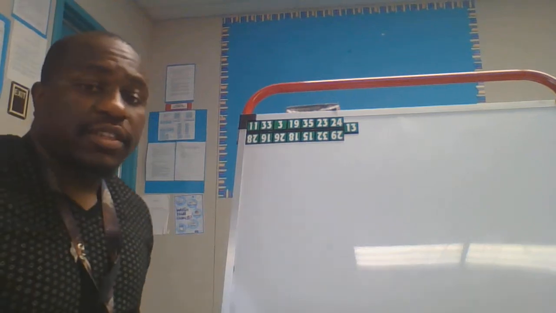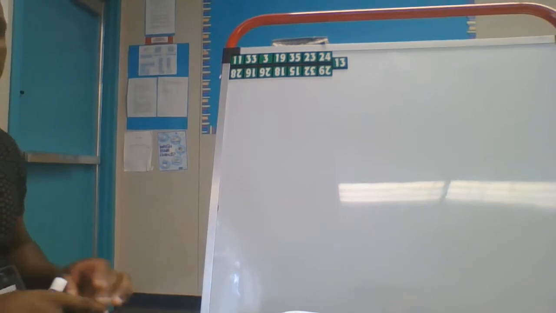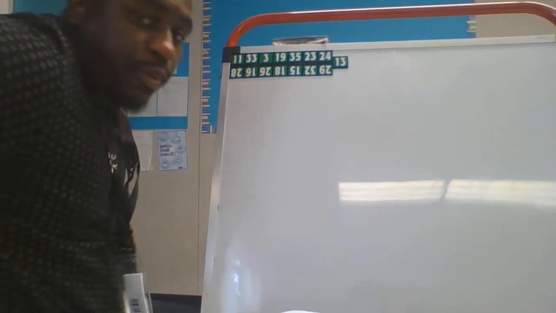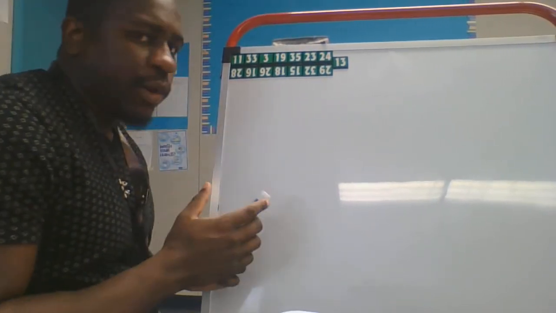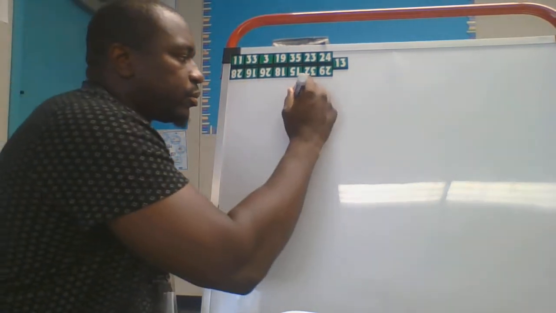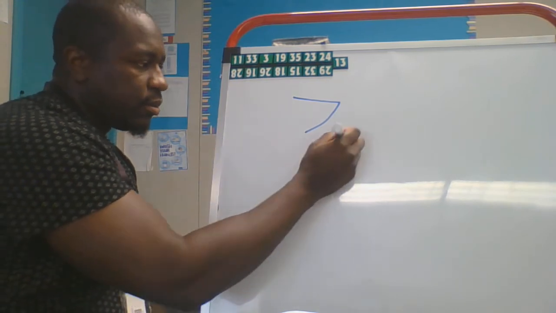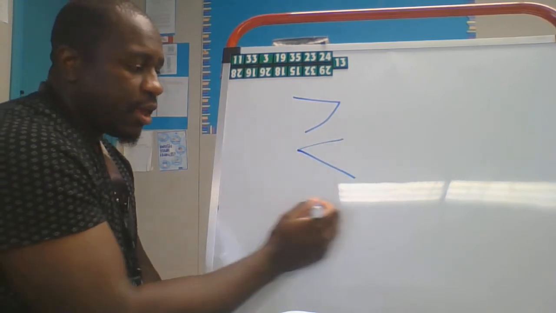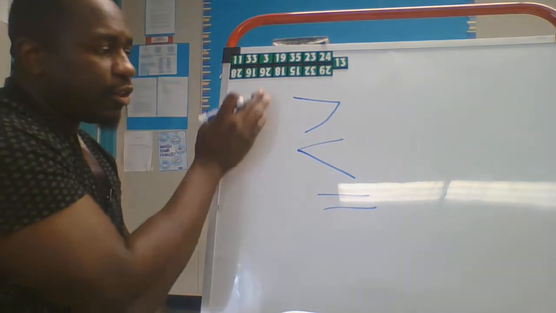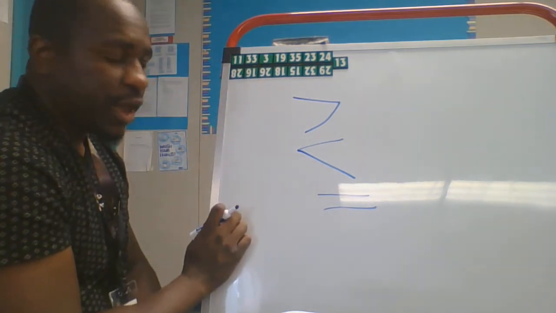All right, so the next topic we're going to go over is comparing decimals, okay? So this is pretty simple, but let's go over the tools that you're going to use to compare them: greater than, less than, or equal to. These are the three things you're going to use to compare your decimals.